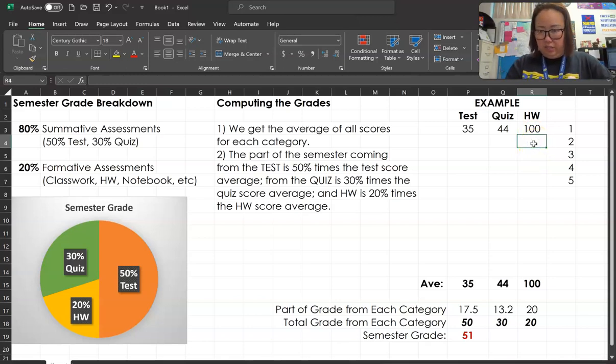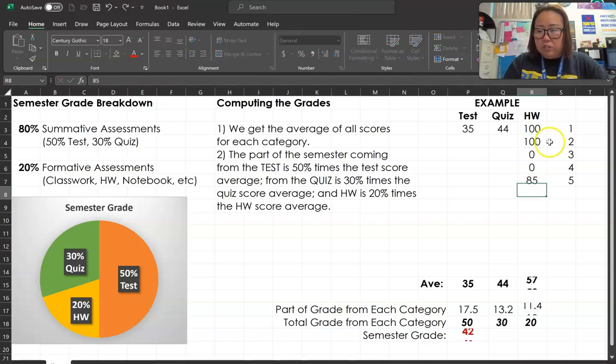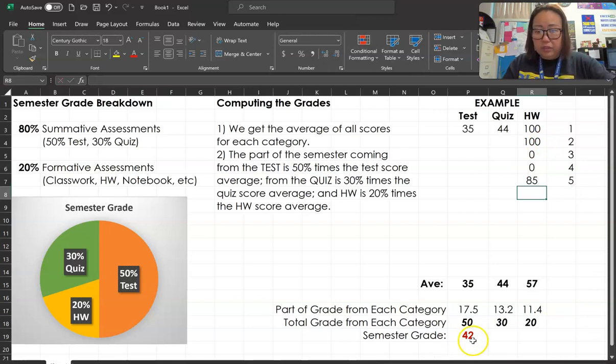So let's say the student gets 100, let's say 2 missing homeworks, and then an 85. So as you can see, the grade went lower. Okay, why? Because this time the average of the homework got affected by these zeros, which brought it down to 57. So out of 20 earlier, it now went down to 11.4%.